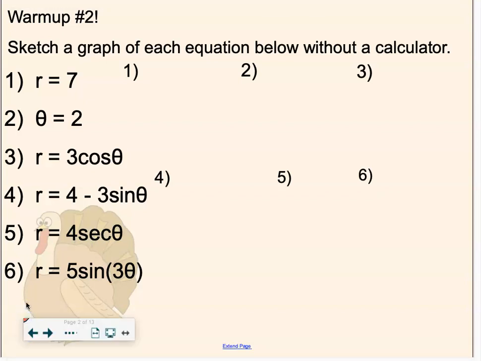All right, r equals 7 means the angle could be anything, but the radius is 7, which generates a circle of radius 7, right? Theta equals 2 means the radius could be anything, but your angle has to be 2 radians. Remember, if this is 0, this is pi. Pi is around 3, right? This is around 1.5, so 2's over this way.